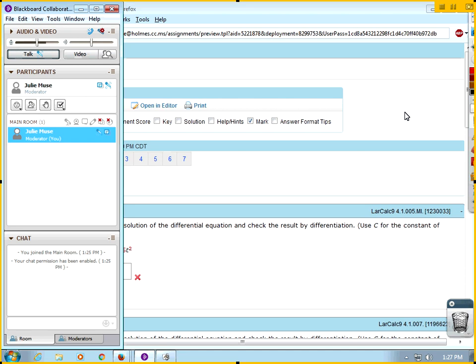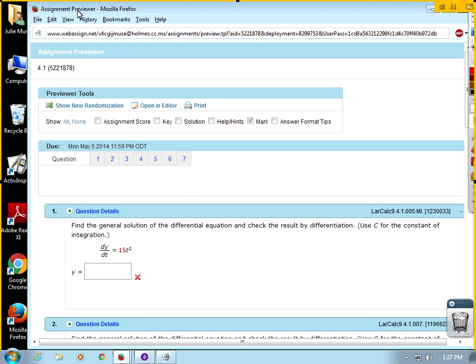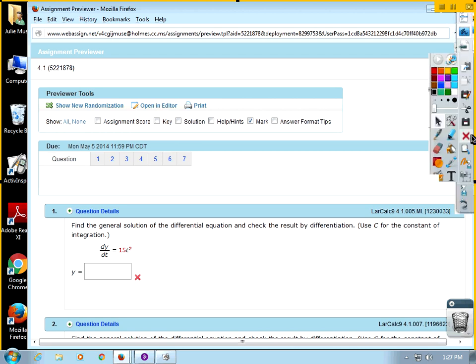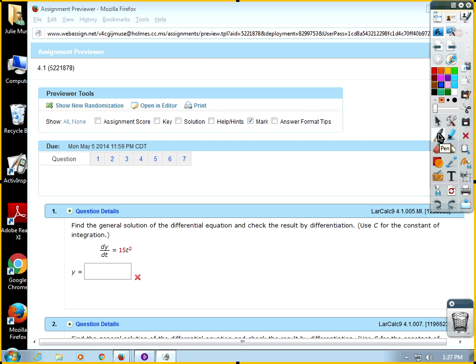Okay, students, we are going to be doing some antiderivatives. This is section 4.1. All right, so by now you have learned that the integral or antiderivative is just the opposite of taking a derivative. These are also called differential equations. So in number 1, the question says, find the general solution of the differential equation and check the result by differentiation. Use C for the constant of integration.